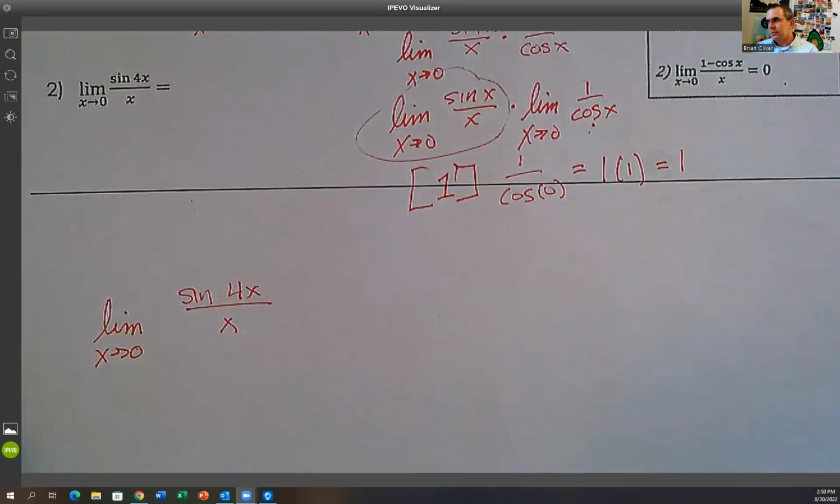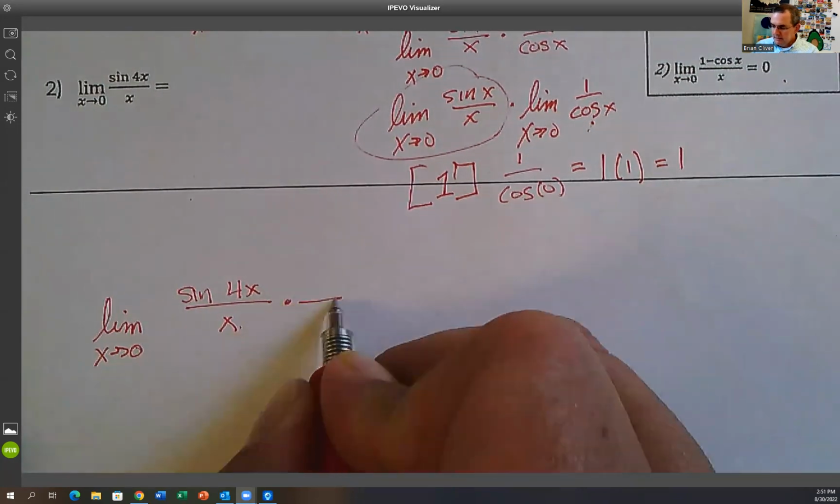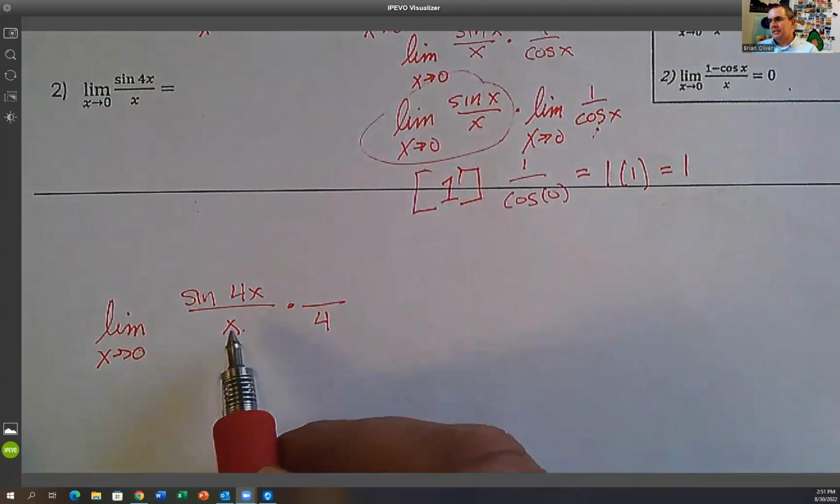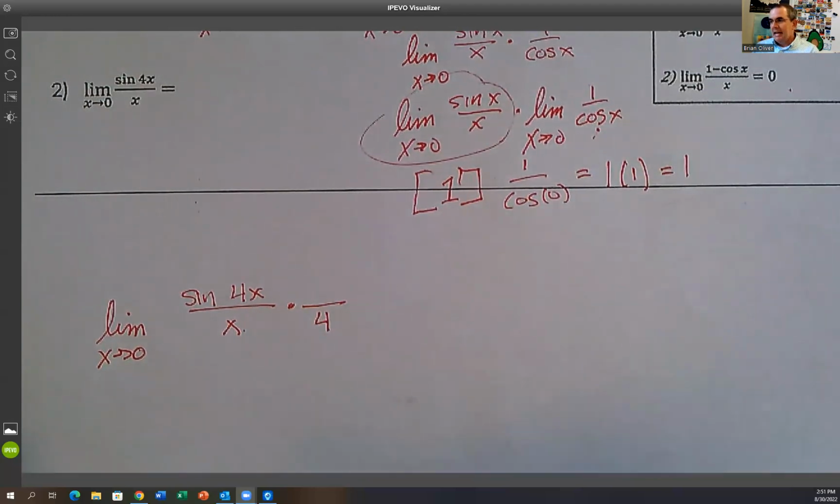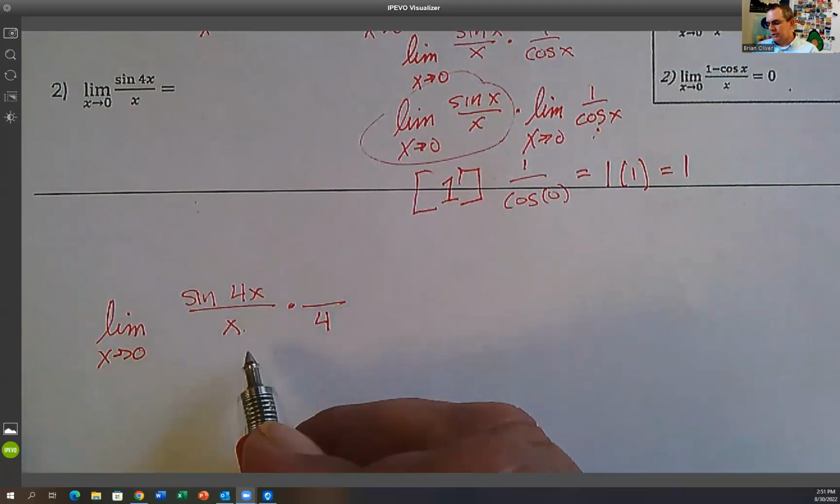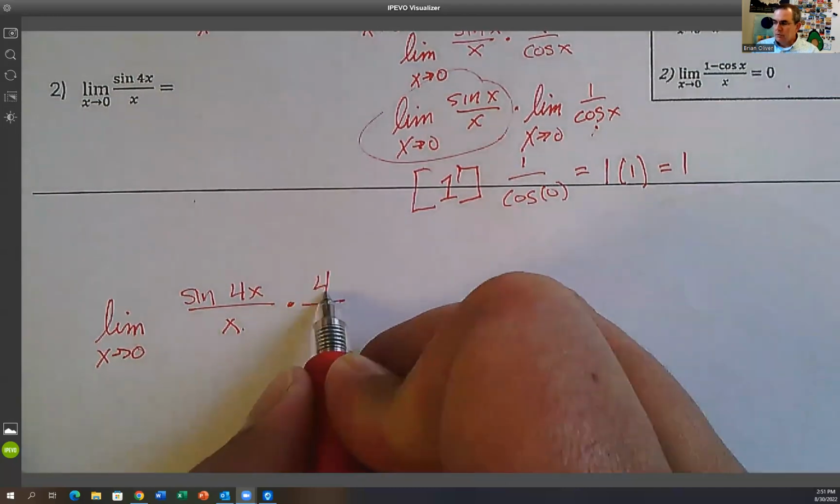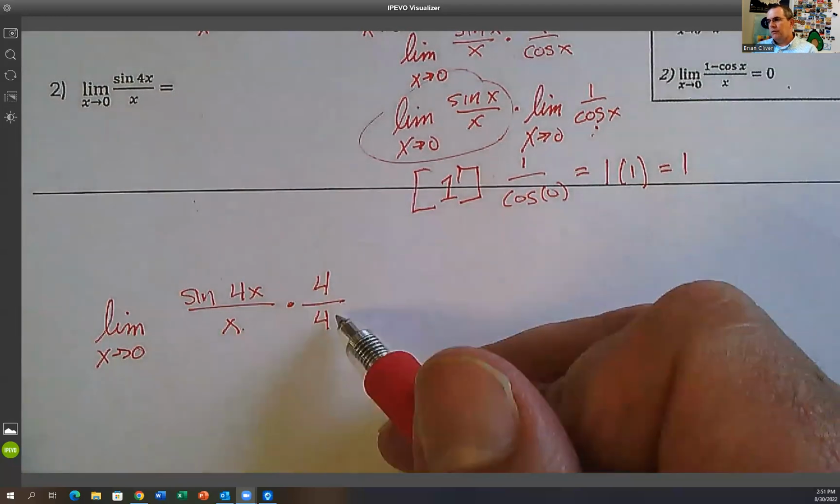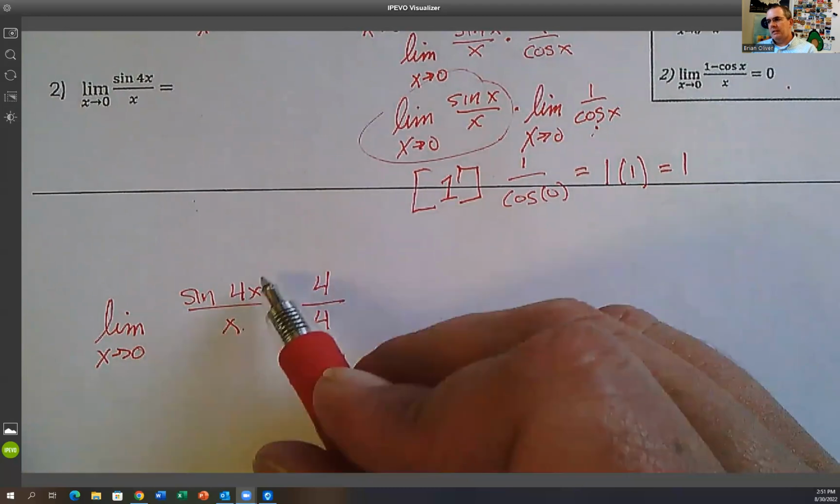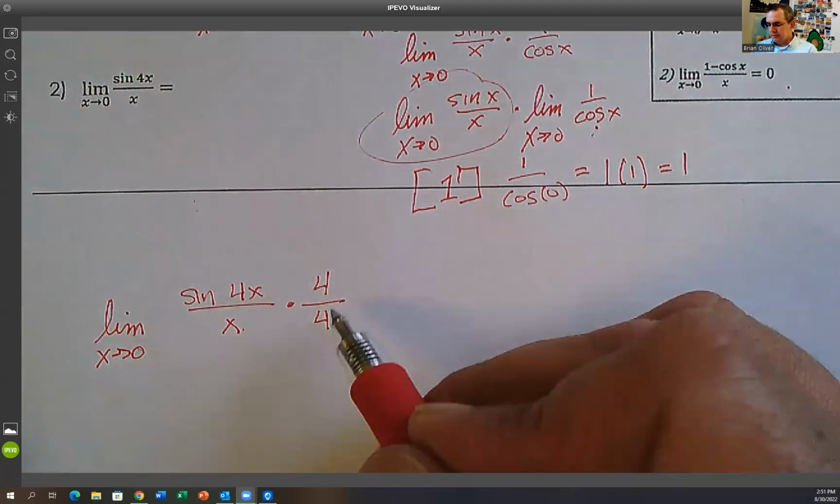But what we can do is turn the bottom into a 4x. The way we do that is we multiply it by 4. If we multiply 4 times x, the denominator is going to be 4x. However, I can't change the value of this function. The way I do that is I do 4 over 4, because 4 over 4 is the same as 1. If I multiply this by 1, it doesn't change it. So 4 over 4 is fine.